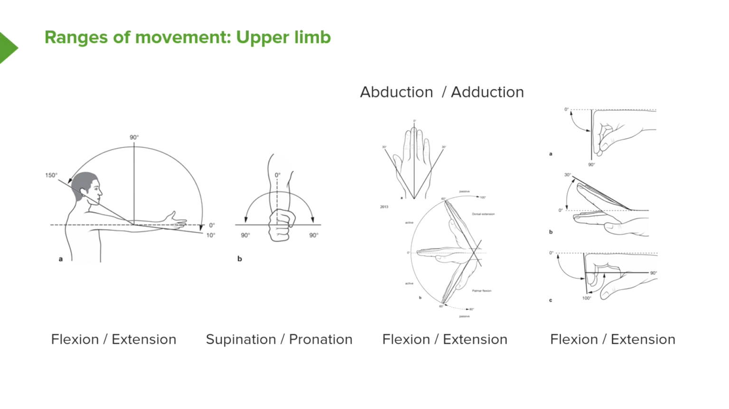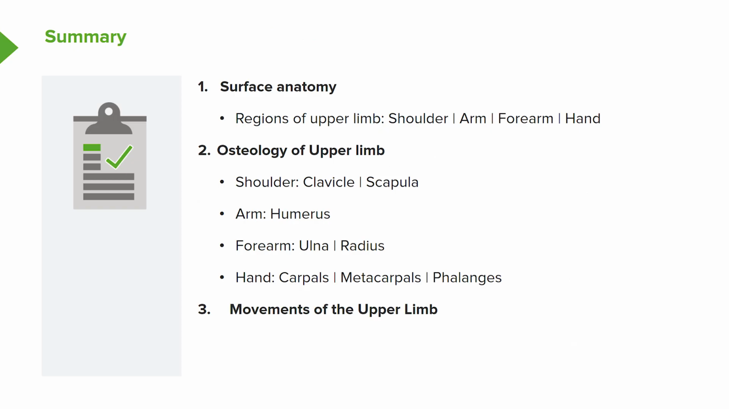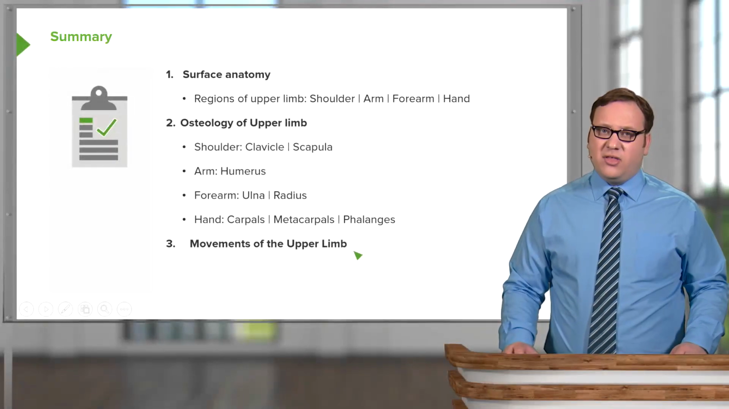And this is created by a whole series of muscles. And these muscles, which we'll talk about in later lectures, are attached to those bony landmarks that I've described. So we started off by looking at the surface anatomy, looked at the various regions, and then we looked at the various bony landmarks of the upper limb. So the clavicle, the scapula, the humerus, the ulna, the radius, the carpals, the metacarpals, and the phalanges. And then we finished by looking at the various movements of the upper limb.